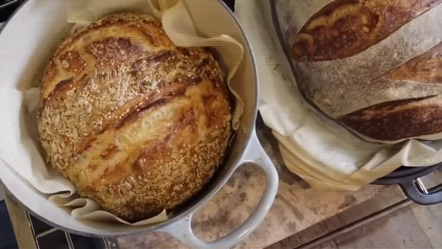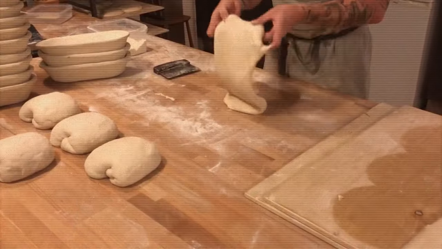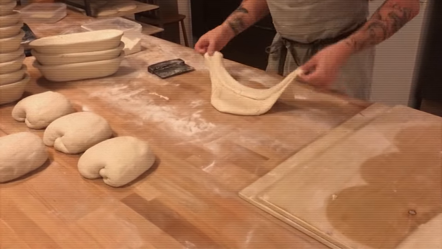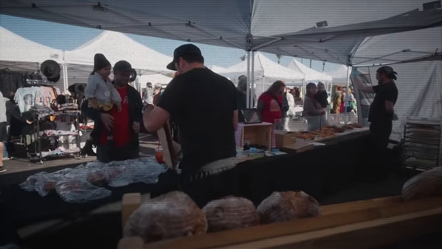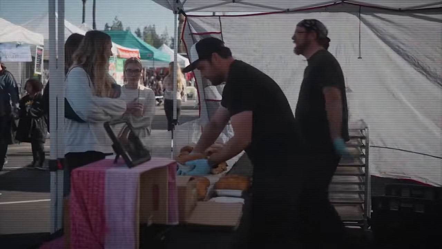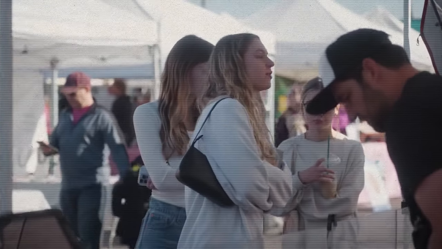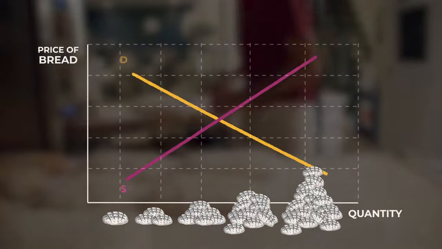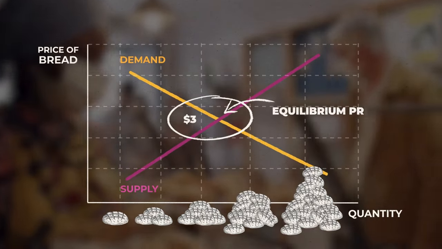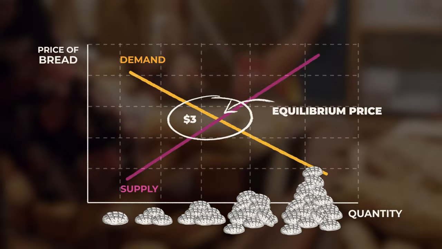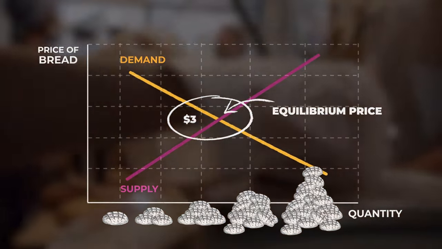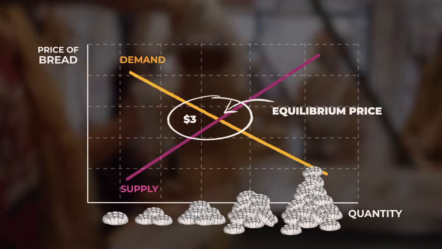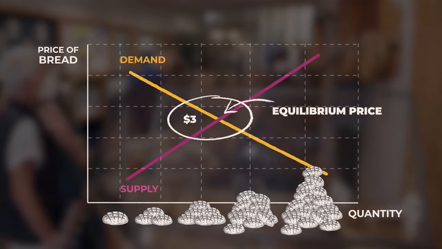So, to return to sourdough bread, while each baker has a different understanding of what it costs to bake a loaf, and while each buyer has a different understanding of what a loaf is worth, throughout an entire city or country, and through thousands of daily purchases and sales, we might arrive at an equilibrium price of $3 per loaf. And it's unlikely, though not impossible, that the price of any one loaf will differ drastically from that price.